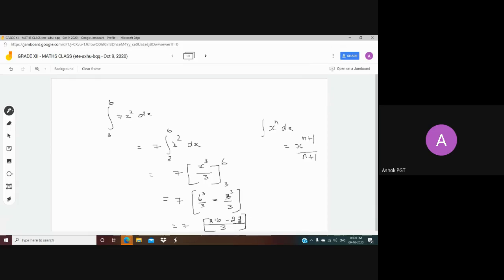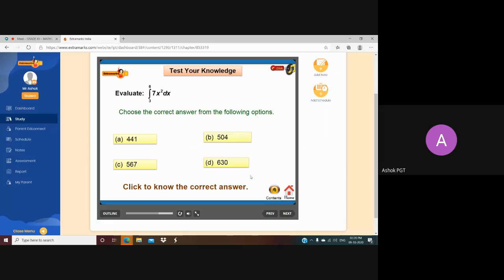Students, are you clear? Now 7 divided by 3 into 216 plus 9, 0, 10, 8, 1, right. So we can simplify this. 6 3s are 18. If you multiply it, you will get the final answer. 3 7s are 21, remaining 2. Am I right? 441, students. You think so? Yes, 441.